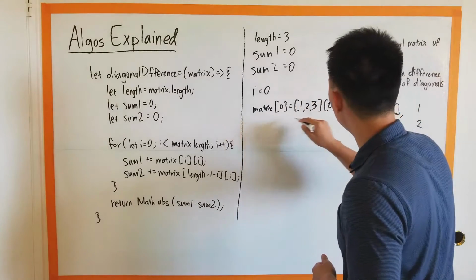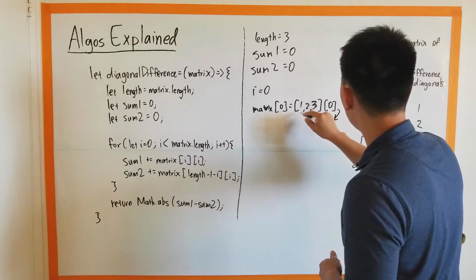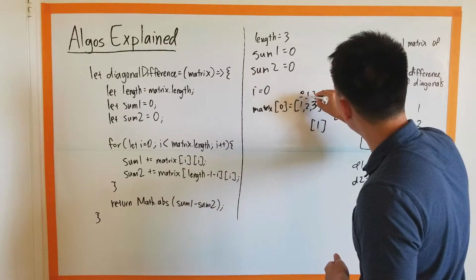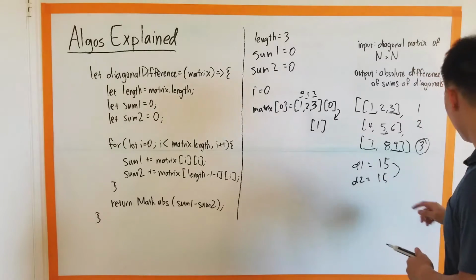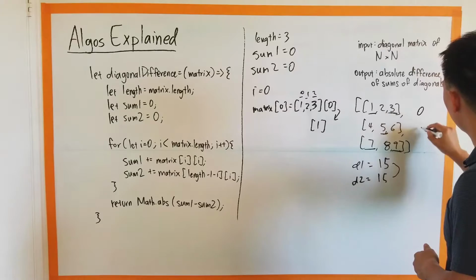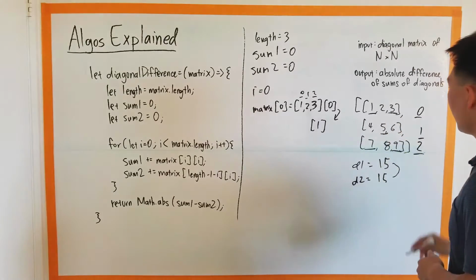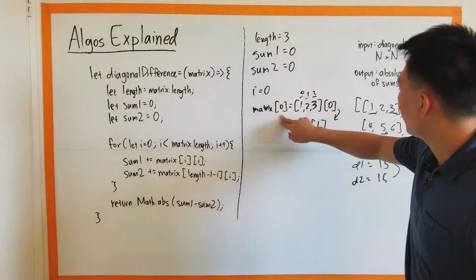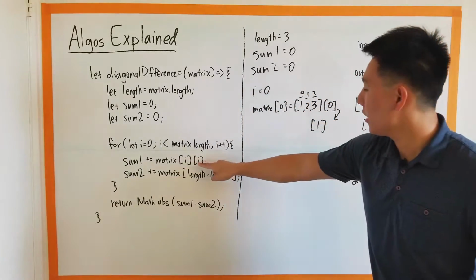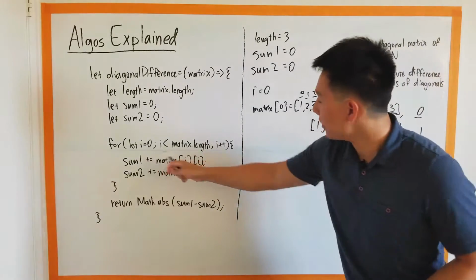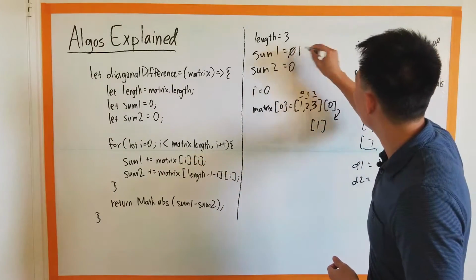And so what is that going to be? That's going to be 1, because the indexes are 0, 1, and 2. When we tapped into matrix of I, which was 0, we got this first one, then we got 0 of 0, so we got the 1. And so sum just plus-equaled 1, and so this becomes 1 right now.